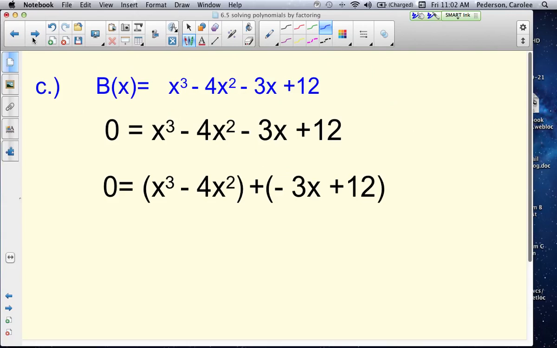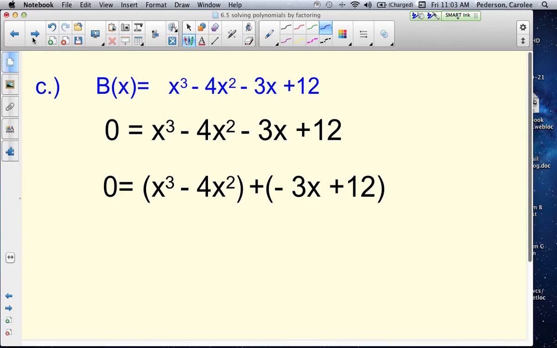All right, this is a more difficult one. Now we're changing it up and writing it as a function, so we have to do an extra step here. We want to set that function equal to 0, so I'm going to replace that b of x with 0. Then I need to remember our methods of factoring.